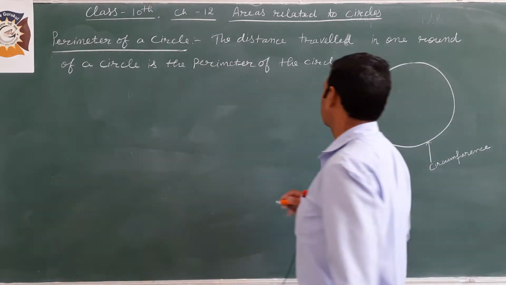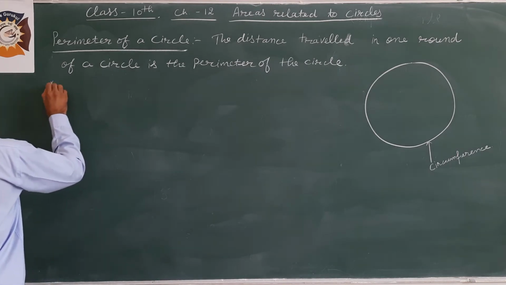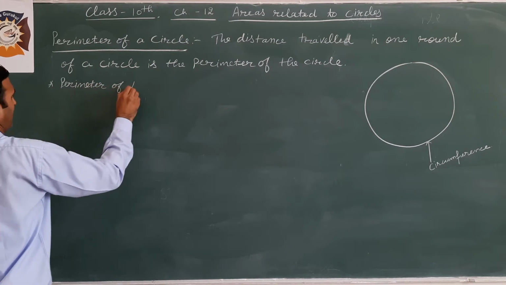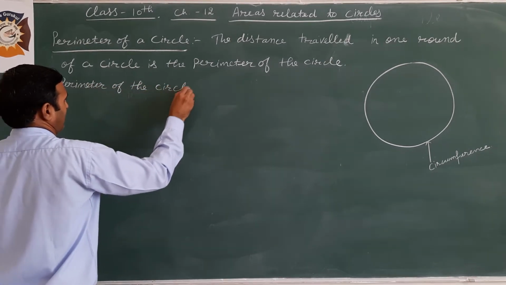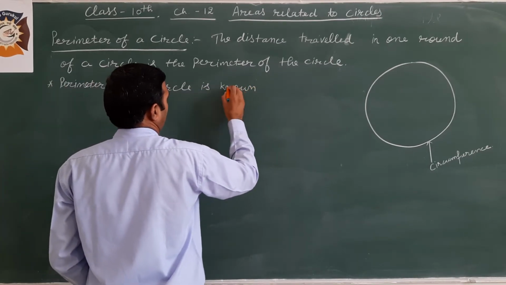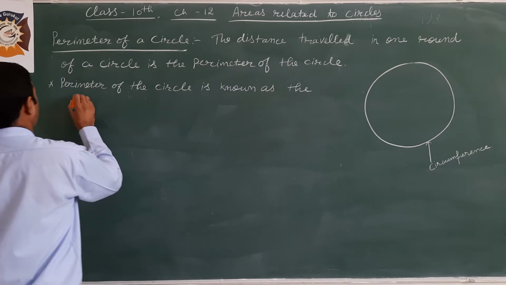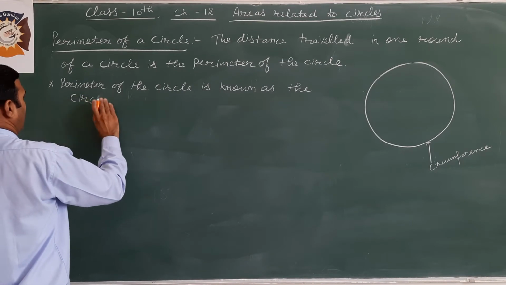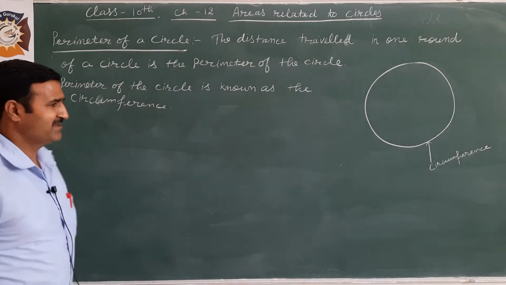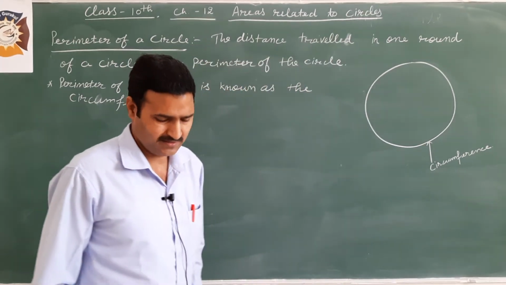And the length of this boundary, or you can say the perimeter of the circle, is known as the circumference. That is, the perimeter of a circle we can also call the circumference.